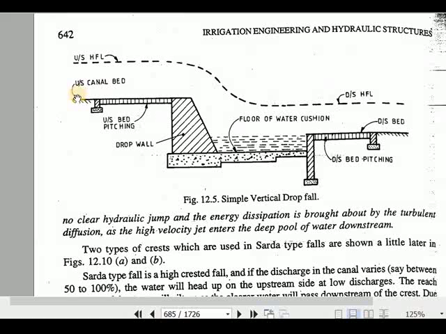This is called the upstream canal bed, upstream high flood level, upstream bed pitching, and we have downstream bed pitching, downstream bed, downstream high flood level, and here we have the cushion of water. We have a pond of water, and this is the wall, and water will drop here and will dissipate its energy.